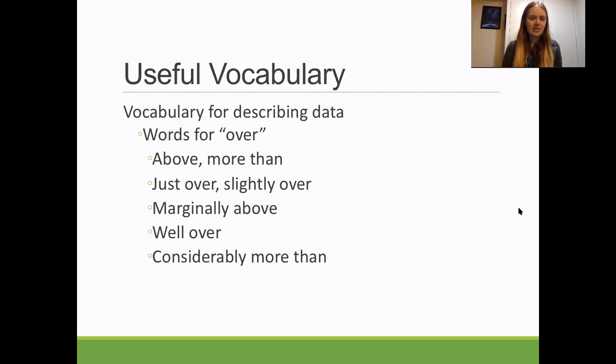For describing data that is over a certain amount, you can say words like above, more than, just over, or slightly over, marginally above, well over if it's a lot higher, considerably more than, also higher than. So these are some ways that you can say over, even if you're saying the word over multiple times. Don't just say over. Say if it's a little bit over or a lot over using some of these phrases. And that can make it seem less repetitive, and it's showing that you have a better range of vocabulary.